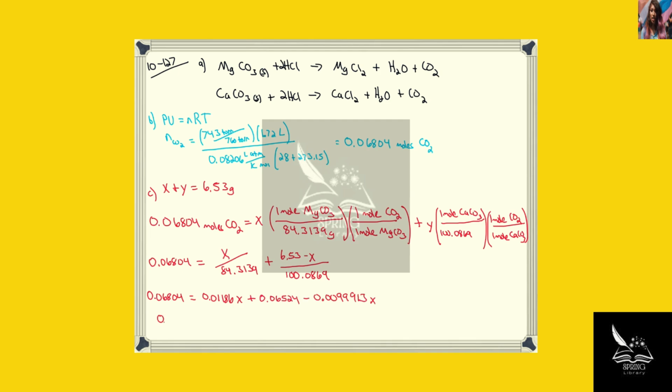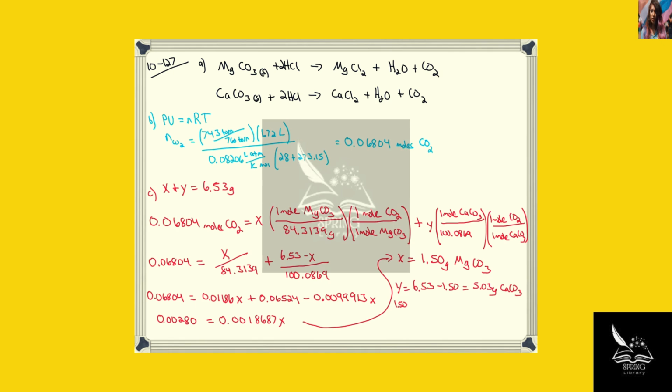Then we will combine our like terms, combine these two numbers, and then combine our x terms, and we get this. Then all we need to do is divide both sides by 0.018687, and we'll get x equal to 1.50 grams magnesium carbonate. So y then must be equal to 6.53 minus 1.5, or 5.03 grams calcium carbonate.